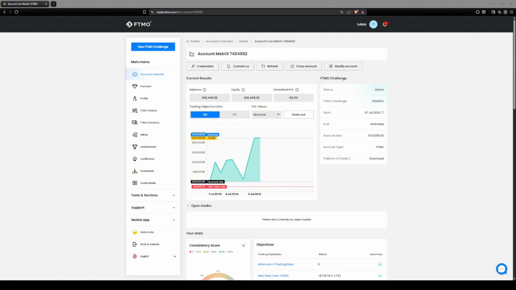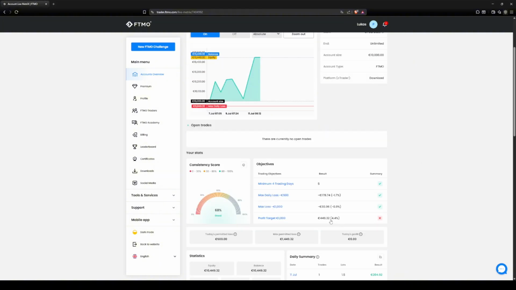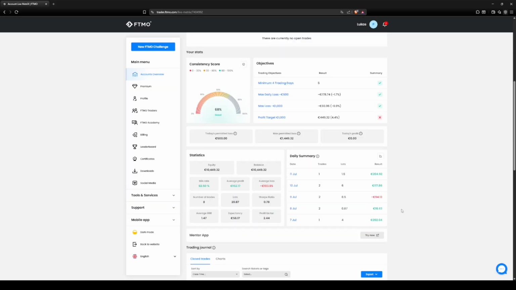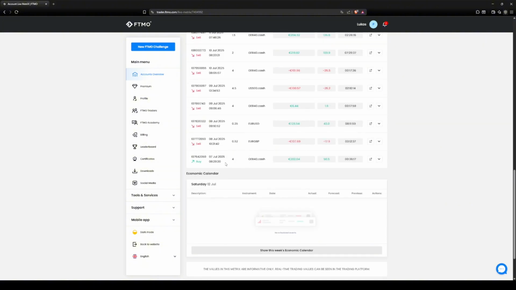So I just started this 10K account on FTMO this week. You can see its start date was the 7th of July, and we are already up 5.4% on this account because it was quite a good week for me. And I will start to show you right on the starting date what I traded.